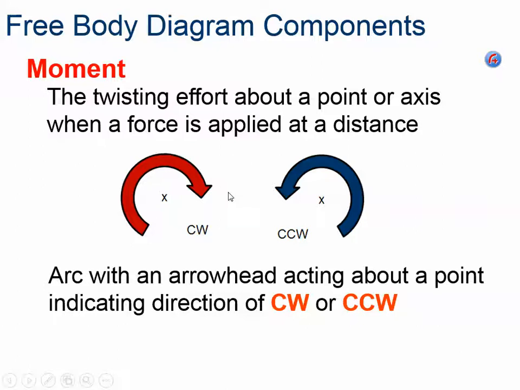You know that we can push or pull something along, trying to change the state of motion. We also could cause torsion or twisting on that object. So when we try to do that, we are trying to create moment. You could picture this.